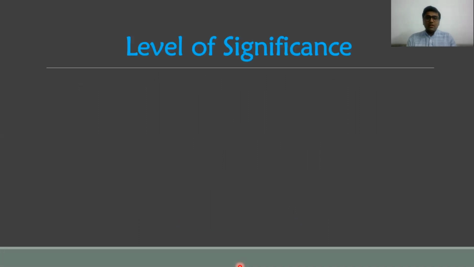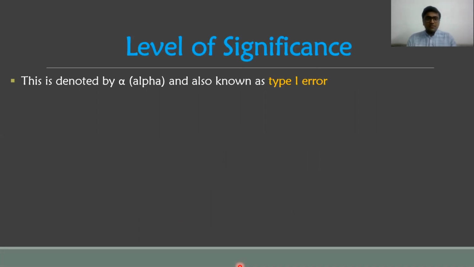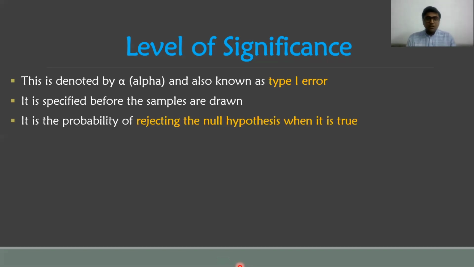So let's begin with the meaning of level of significance. The level of significance is denoted by alpha and also known as type 1 error. It is specified before the samples are drawn. This says that we need to specify the level of significance before we conduct the experiment. The definition of the alpha is the probability of rejecting the null hypothesis when it is true.